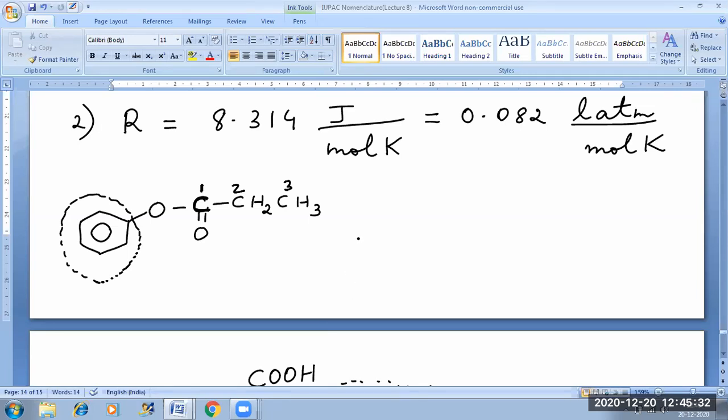How do you name the ester? You first write alkyl. Like if you have this part, it will be alkyl for an ester because it's linked to the oxygen atom. So the alkyl part here is the part which is attached to the oxygen atom.